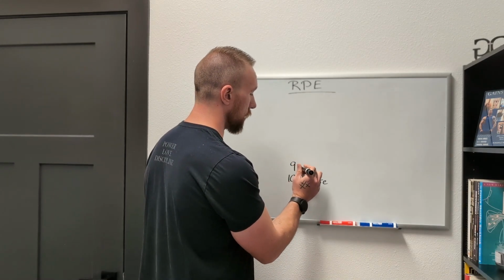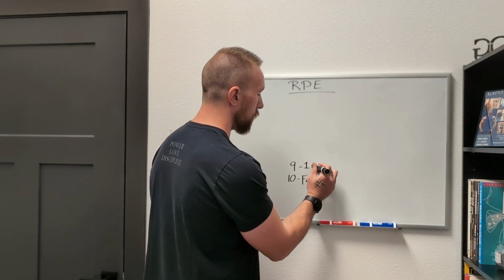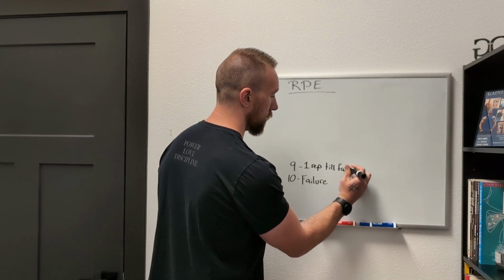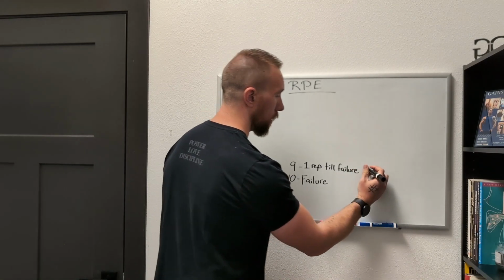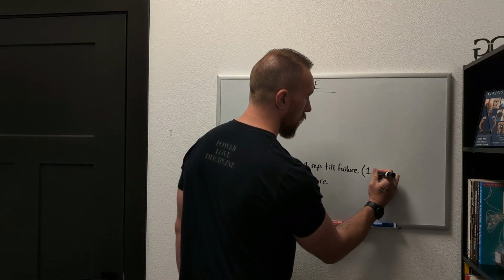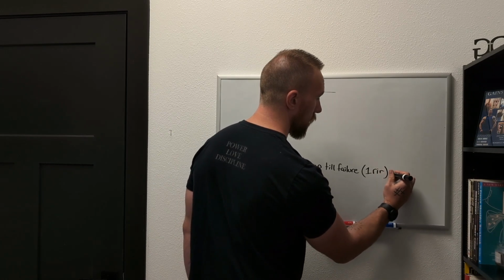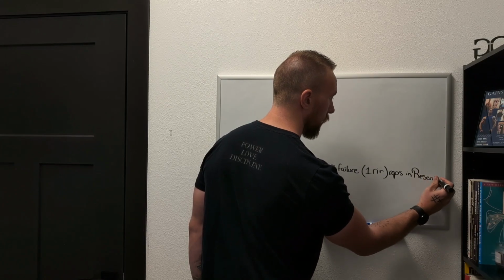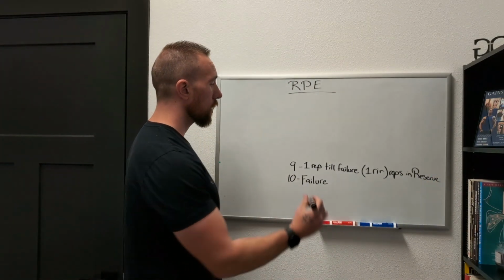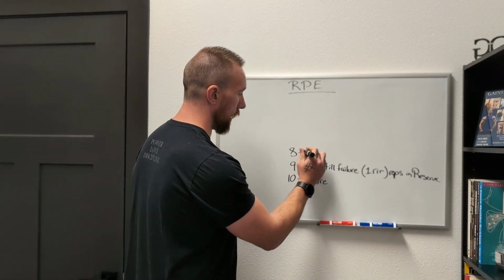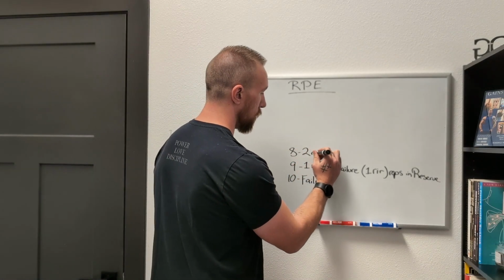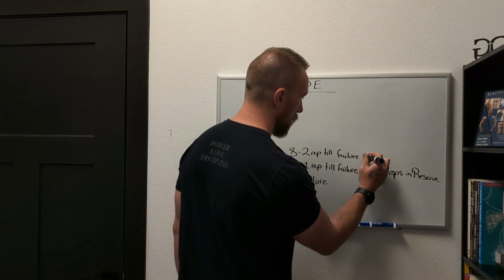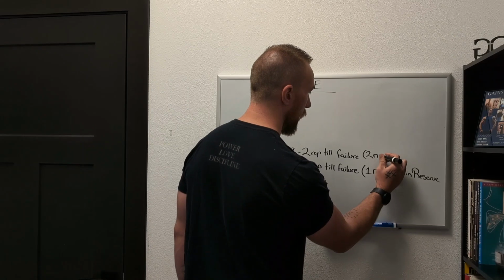9 would be the next one up. And this means we are 1 rep till failure, or 1 RIR, reps in reserve is another way of saying this. 8 would then be a 2 reps till failure, or a 2 RIR.